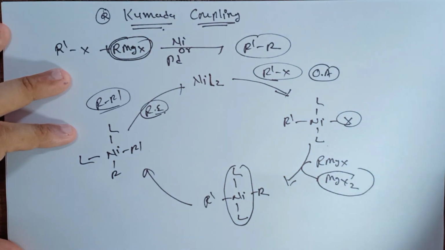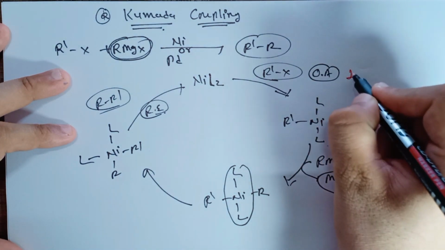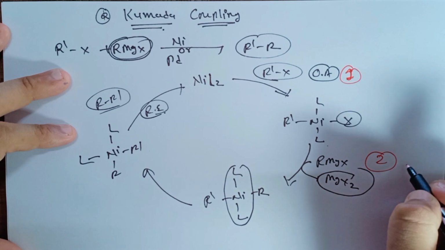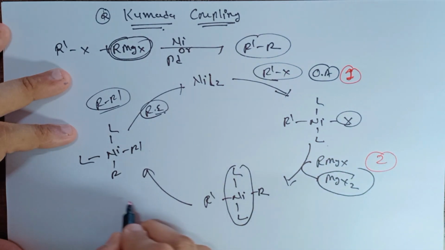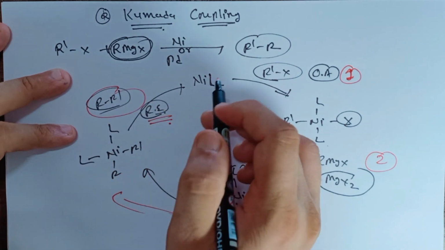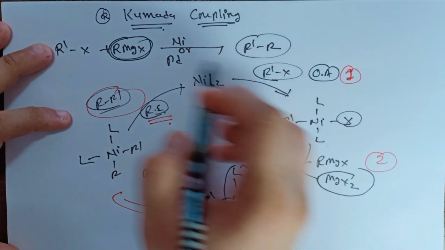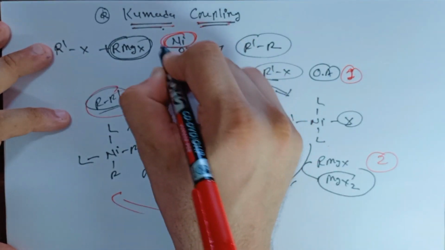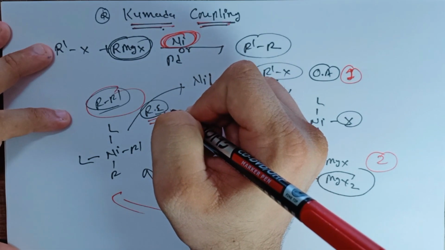So in this reaction, you have to remember this. First of all, the oxidative addition reaction. Second, the removal of the MgX2 group, that is the isomerism of this group from trans to cis, and last, the reductive elimination reaction. So this is a very easy reaction, we can say, the Kumada coupling reaction. You have to remember that this is a nickel catalyst based reaction.